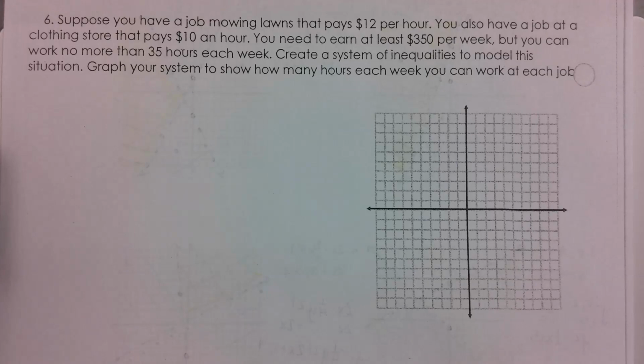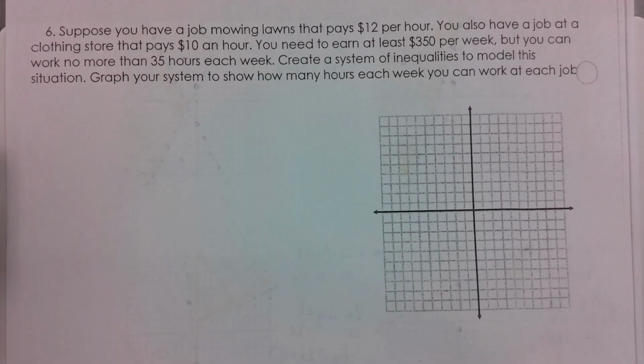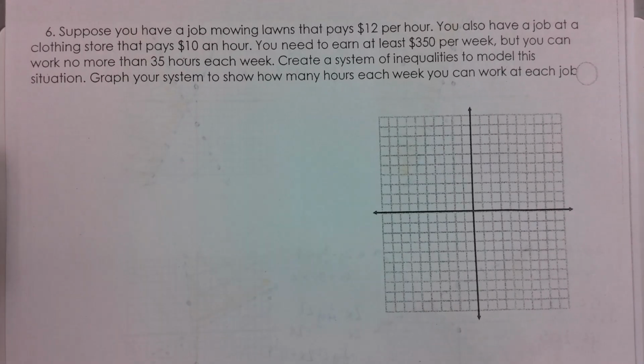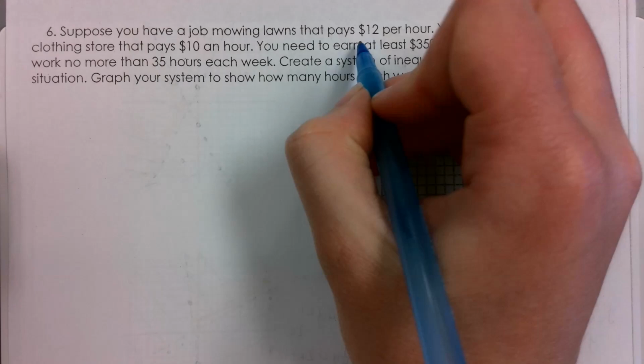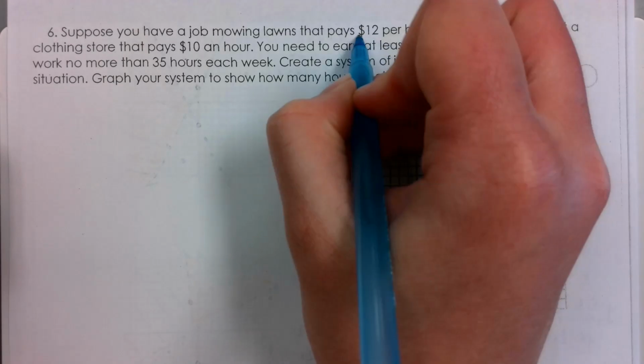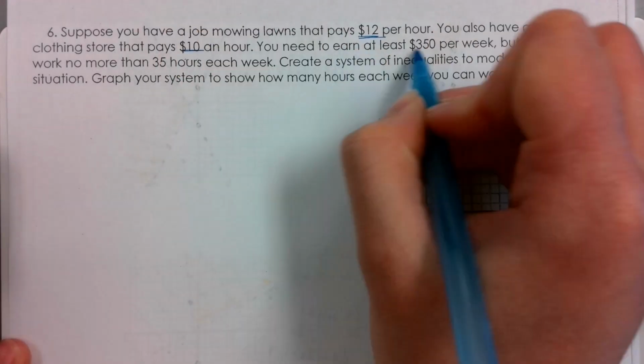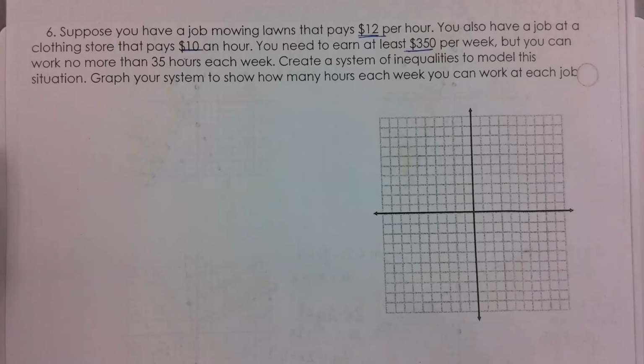So what are we talking about? We've got a job mowing lawns. It's going to pay us $12 per hour. We also have a job at a clothing store that pays $10 an hour. You need to earn at least $350 per week. So I'm seeing money, money, money. I'm going to underline that. You can work no more than 35 hours each week. We need to create a system of inequalities to model that situation.